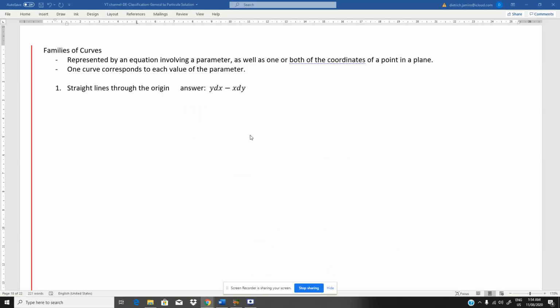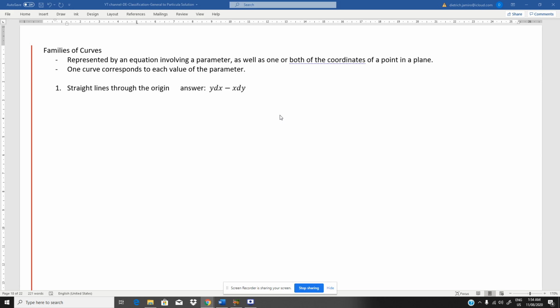So our next topic is all about families of curves. A family of curves is represented by an equation involving a parameter as well as one or both of the coordinates of a point in a plane. One curve corresponds to each value of the parameter. Let's take note that it is also obtained by eliminating arbitrary constants but leaving the parameters.